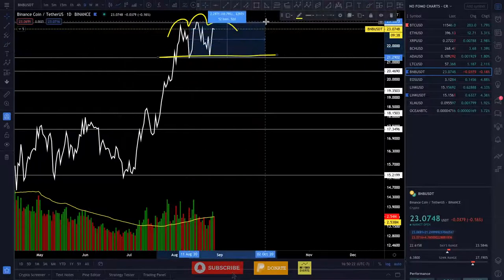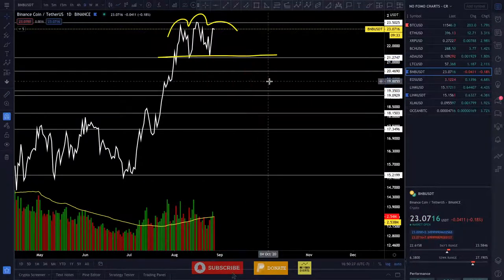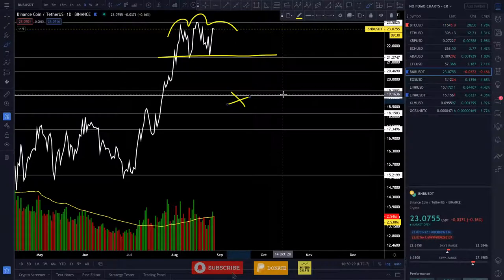If this is true, you could get a pretty serious breakdown on Binance Coin from here, 10%. That would be all the way down here, $19. So that could be one interesting support level.